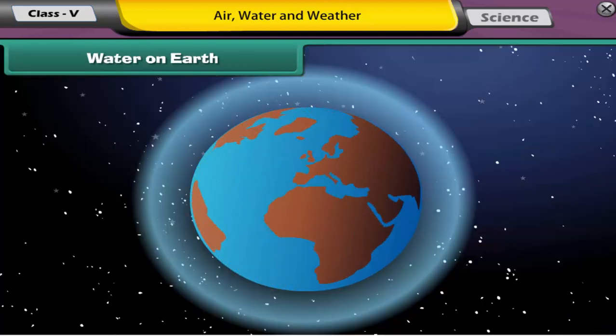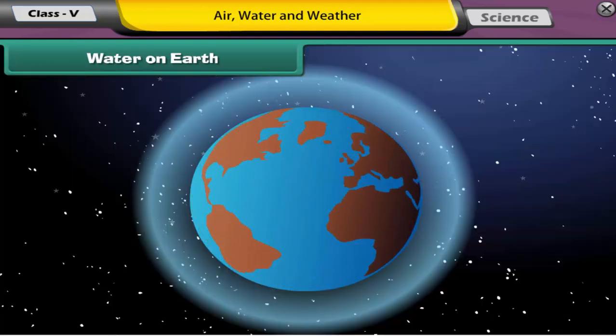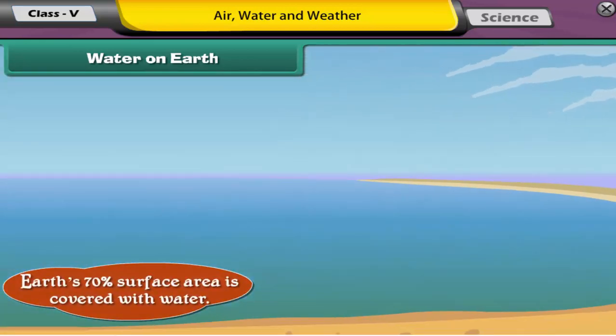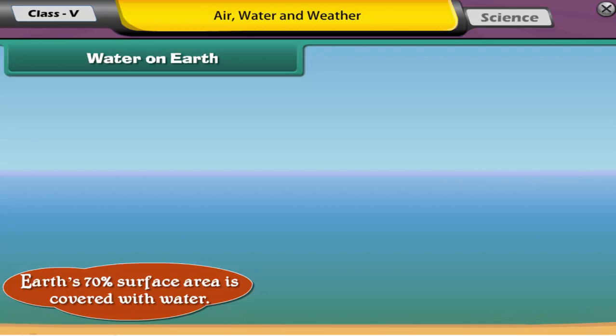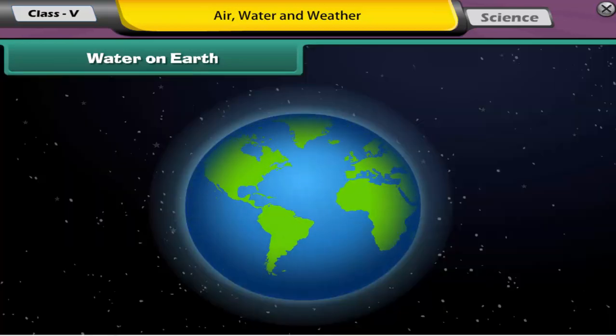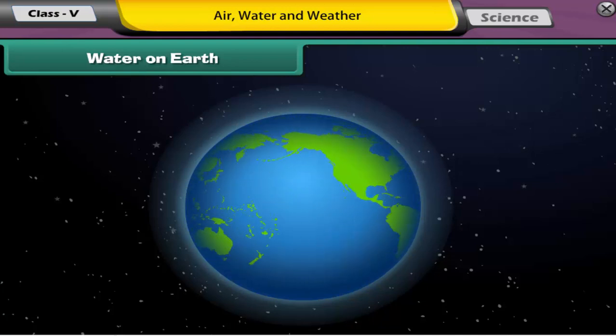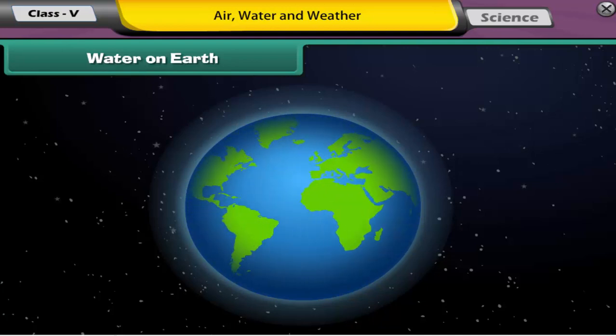Water is the most abundant substance present on the Earth. In fact, 70% of our Earth's surface area is covered with water. Do you know Earth is also called a blue planet because when seen from space, it appears blue due to water.